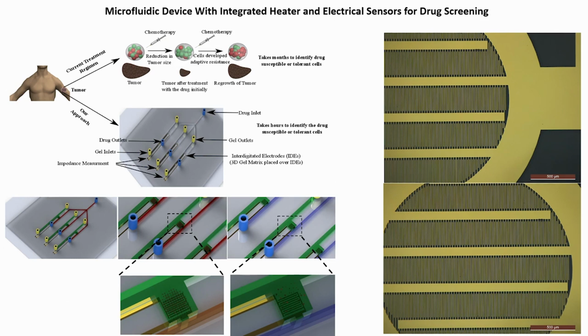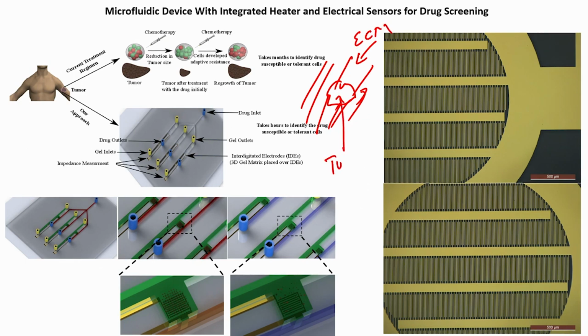Now, what we want to work on is this: a tumor is always surrounded by something called extracellular matrix, ECM. This is your tumor. Now, how to replicate this tumor and extracellular matrix, which is in vivo within the body, onto the microfluidic chip such that we can use the platform for drug screening?